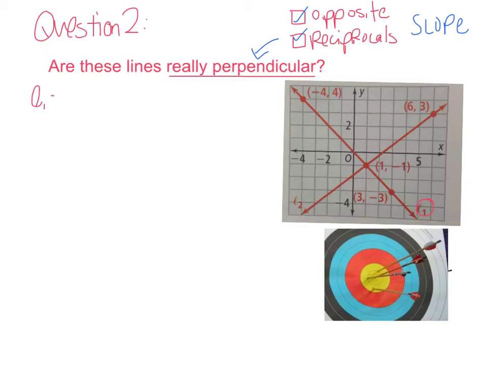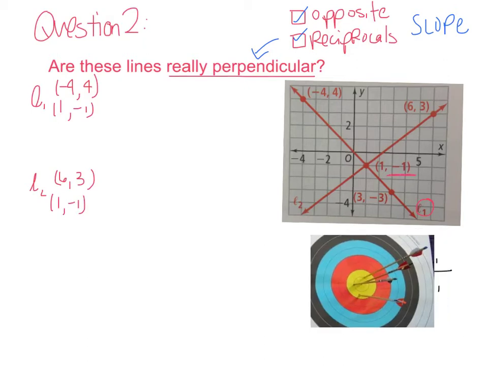So line 1 goes through the points. Actually, I don't want to have an equal sign there. Line 1 has the point (-4, 4), and it also goes through the point (1, -1). And line 2 goes through the point (6, 3), and also goes through the point (1, -1). So these 2 lines both intersect at (1, -1).